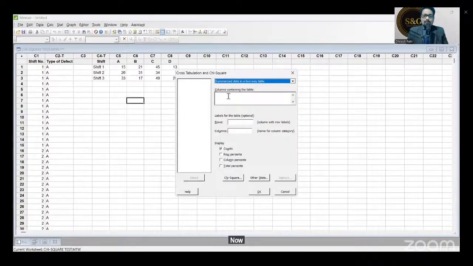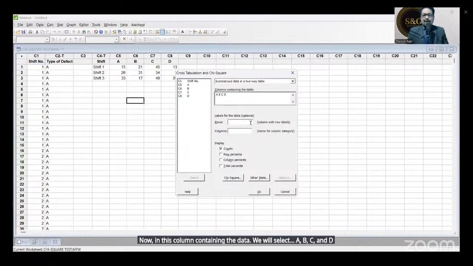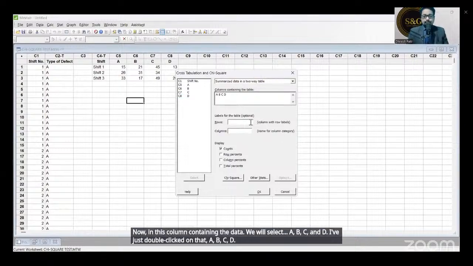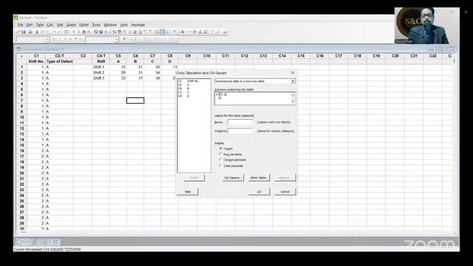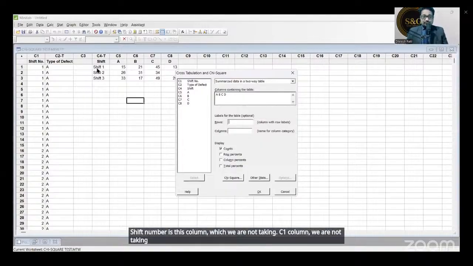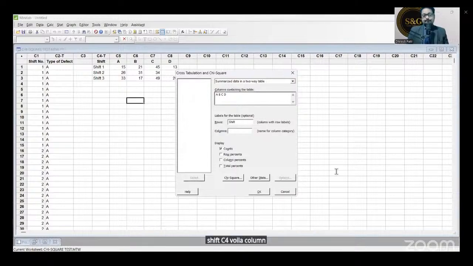Now in the column containing the data, we will select A, B, C, and D. I've just double clicked on that, A, B, C, D. Because in the columns we have A, B, C, D data, and in the rows we have the shift data. Just select the shift. Do not select the shift number. The shift number column, C1, we are not taking. We are taking this shift: shift 1, shift 2, shift 3. So we have to select the shift column, C4. Select that.